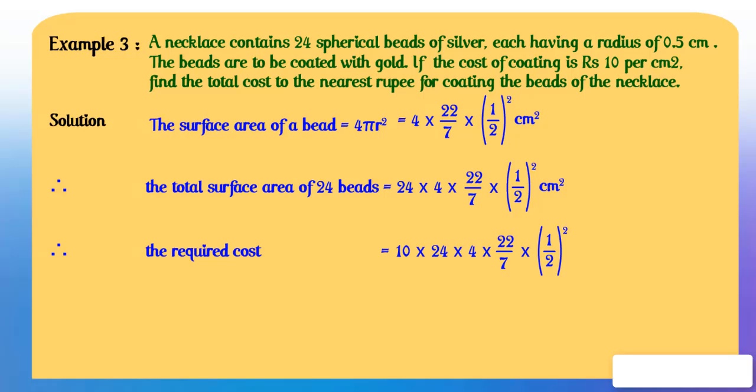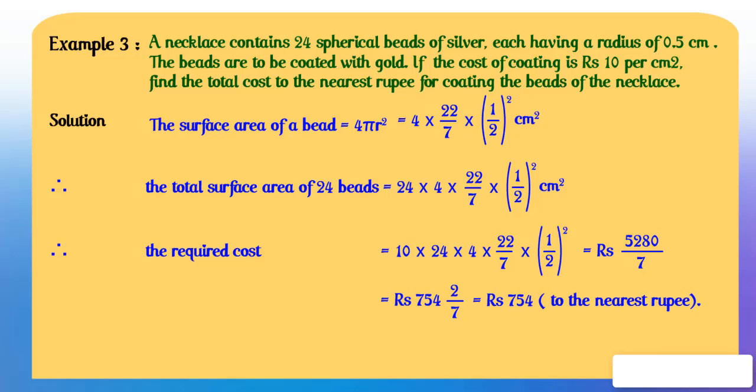Therefore, the required cost is equal to ₹10 into 24 into 4 into 22 by 7 into 1 by 2 whole square, which is equal to ₹5,280 divided by 7, which is equal to ₹754.2 by 7, which is ₹754 rounded off to the nearest rupee.